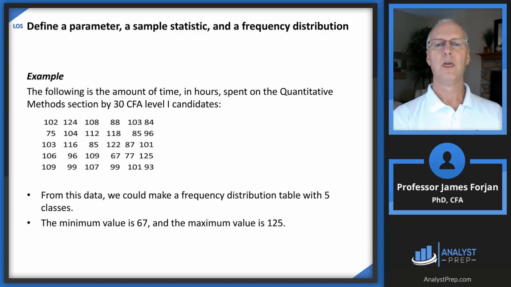So here's a sample. We've interviewed 30 CFA level 1 candidates and asked them how many hours they have studied for quantitative methods. Oh boy, look at those numbers there. What does the Institute recommend? 350 hours of study. So look at some of these guys. 124 hours. Wow, that's good. Let's make a frequency distribution table with 5 classes. Minimum is 67, maximum is 125.